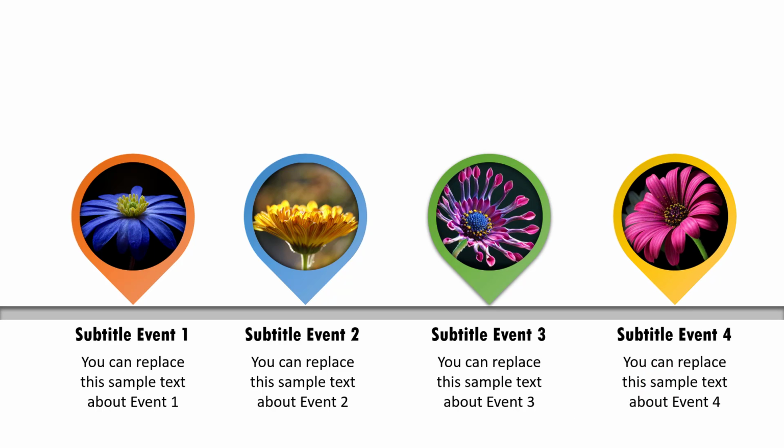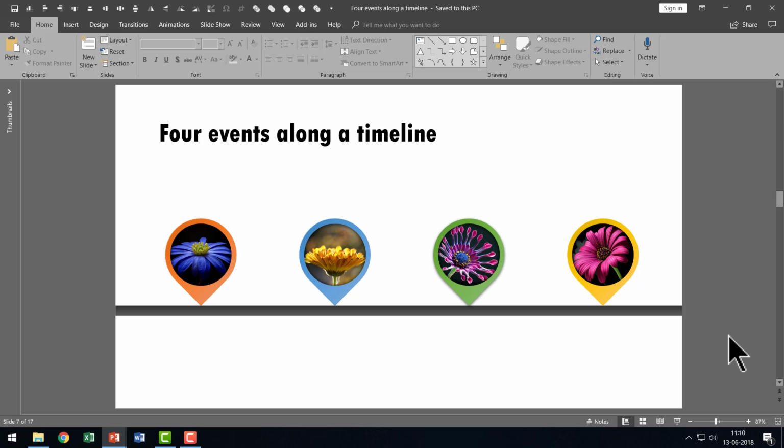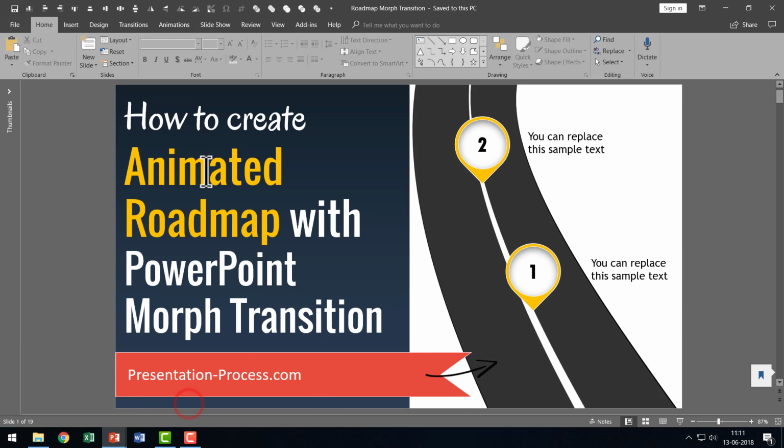As you can see here, we are able to present each event along the timeline in a subtle yet very attractive way. Let us see how to create this beautiful yet easy timeline graphic using Morph Transition. I'm going to start this tutorial from this point forward. I'm not going to show you how to create these markers because I've already shown you how to do this in my last video about animated roadmap with PowerPoint Morph Transition, where I showed you this particular marker and how to create it and fill it with numbers.